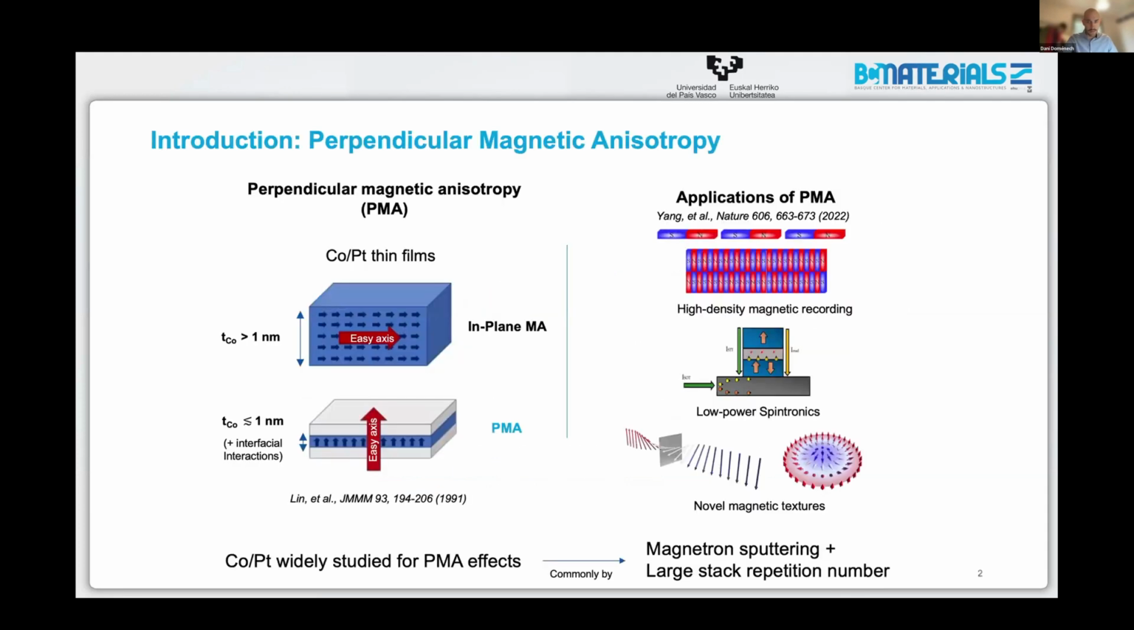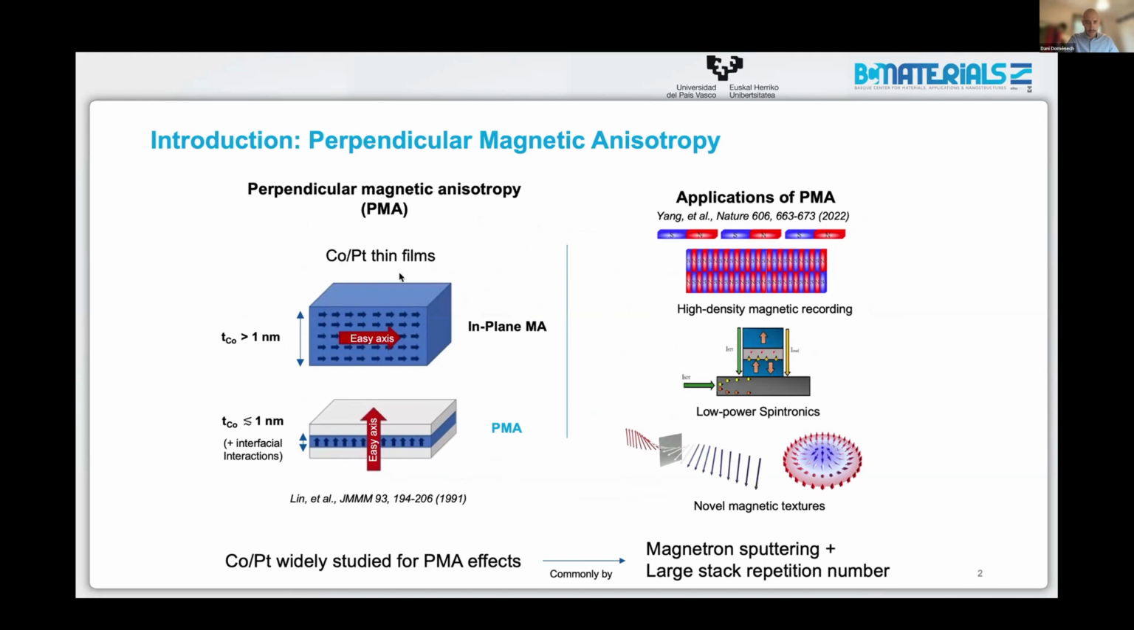Okay, so first I will introduce the concept of perpendicular magnetic anisotropy. That is basically moving the easy axis of a magnetic thin film from the normal direction, normal to the film, perpendicular to the film. And because of that, we can open the door for a lot of applications like high-density magnetic recording, lowering the power consumption in spintronics, and also opens the door to novel magnetic textures.